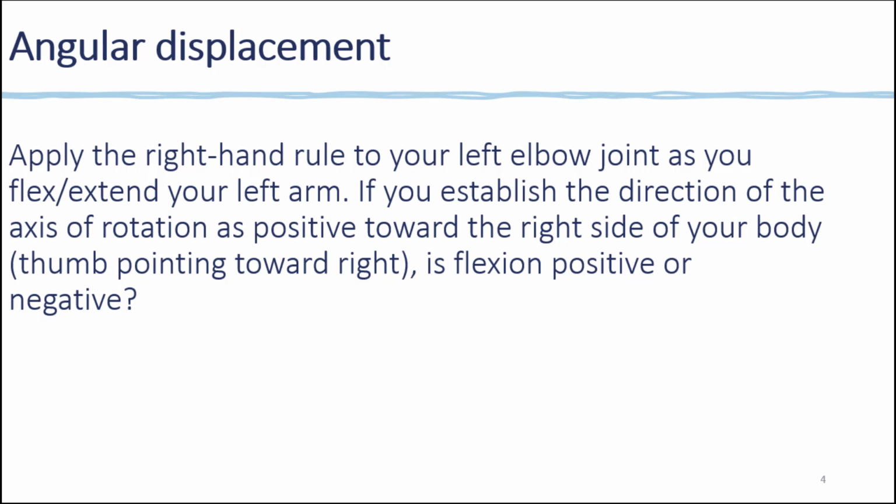So let's do a little virtual exercise here to make sure that we remember how to use the right-hand rule. Apply that right-hand rule to your left elbow joint as you flex and extend your left arm. So if you establish the direction of the axis of rotation as positive towards the right side of your body, so your thumb should be pointing towards the right, is flexion positive or negative? What do you think? So your fingers should be curling towards you, towards your shoulder, which would make flexion positive.